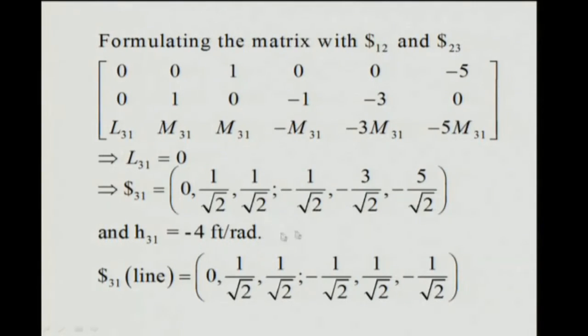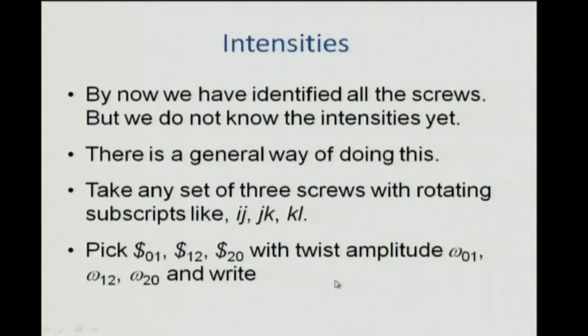And you can get H31 as minus 4 feet per radian, and then you can find the line. And straight away, everything. The only thing we have not done so far is that we have found out the lines and the screws. We still do not know the intensities, that is the magnitudes of twisting about those lines.